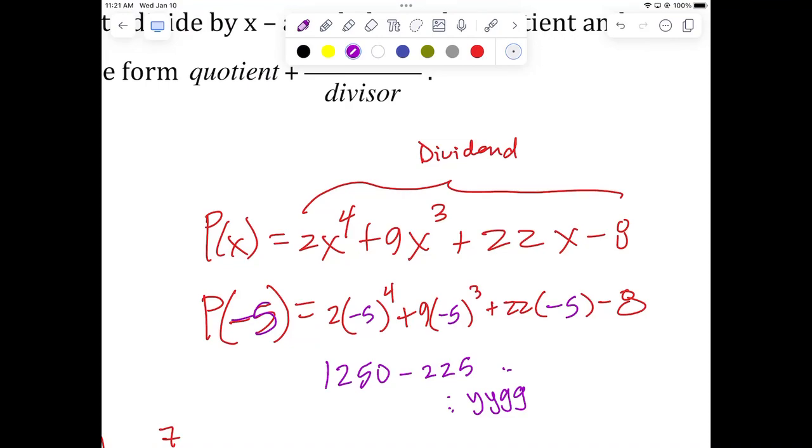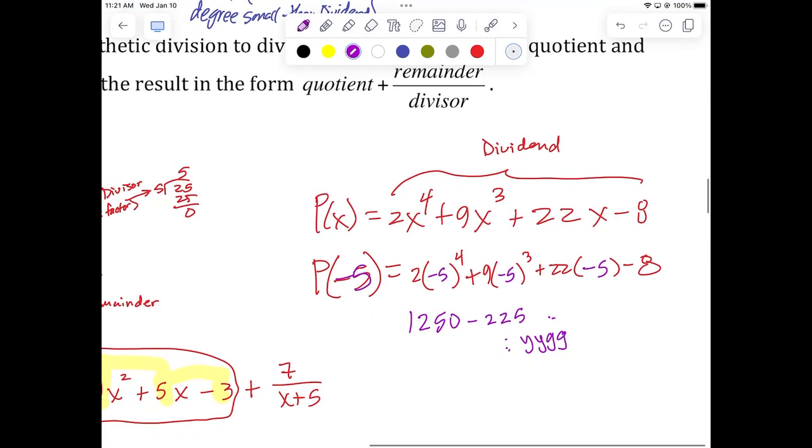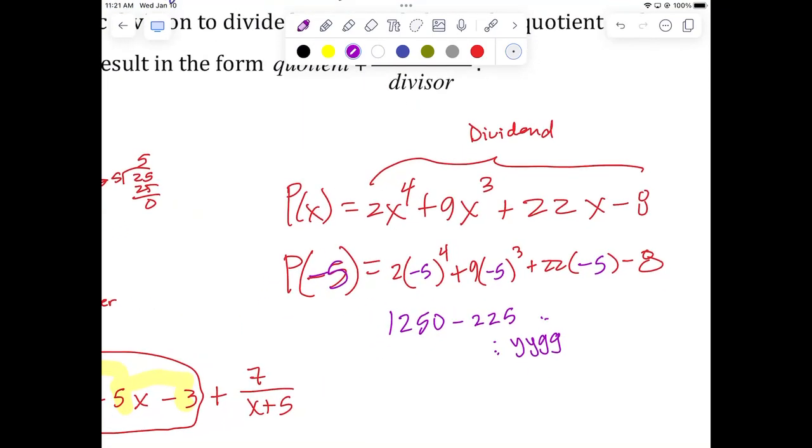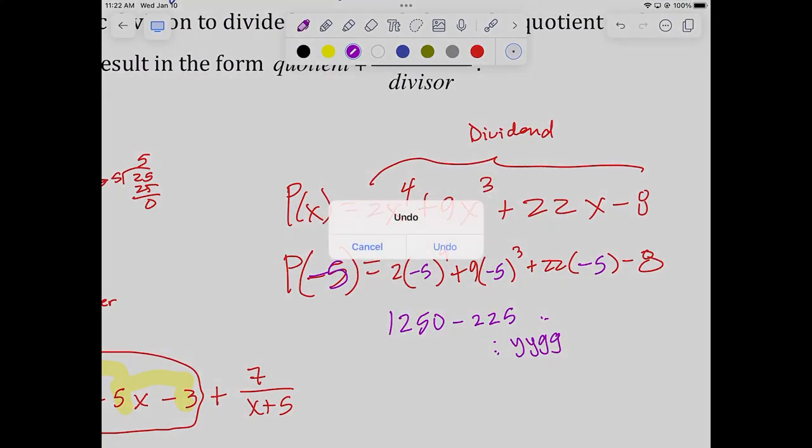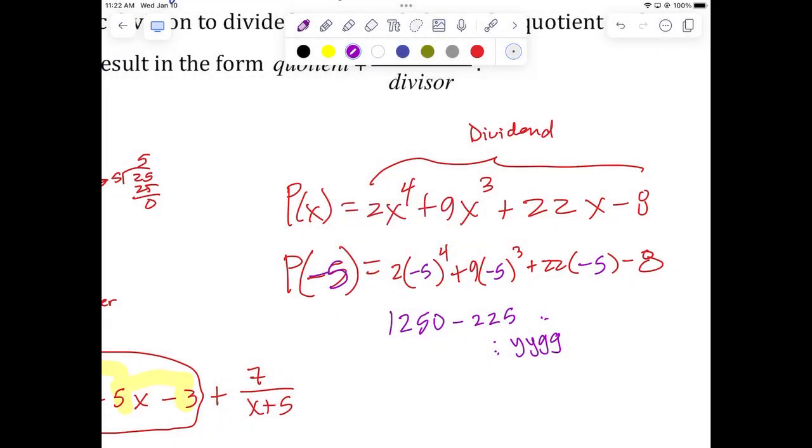Yucky, yucky, gross, gross. YYGG. What if I told you that there was another way to evaluate that polynomial at negative 5 without having to do all those large powers and then remembering numbers and adding them together? What if I told you that you can evaluate the function at negative 5 just by keeping it down to two simple things, multiply and add? Multiply and add, multiply and add. You'd be interested in that, wouldn't you?